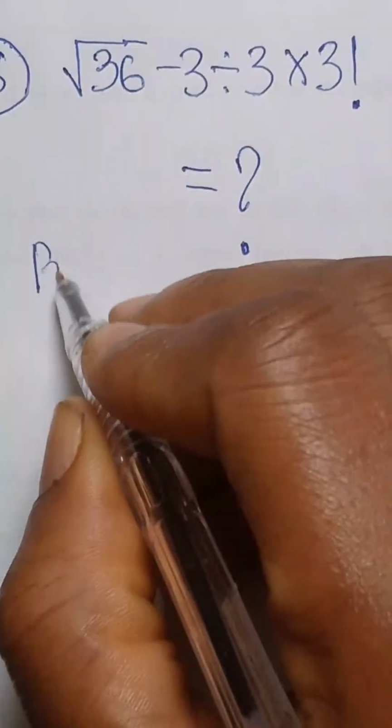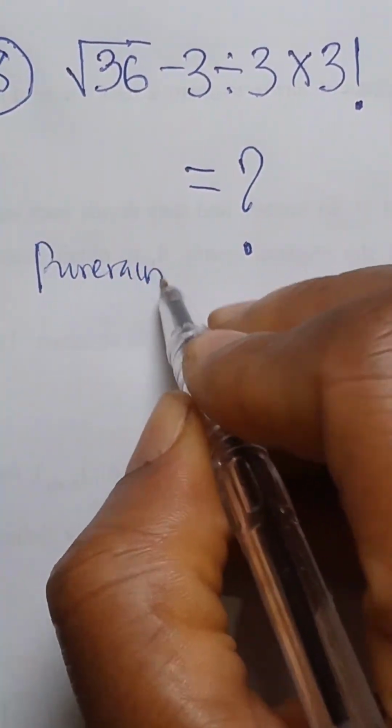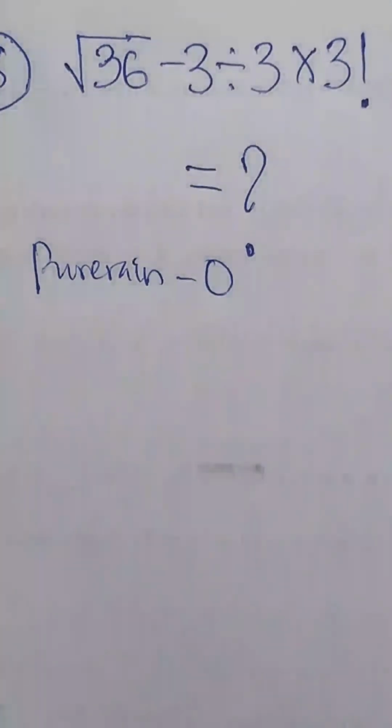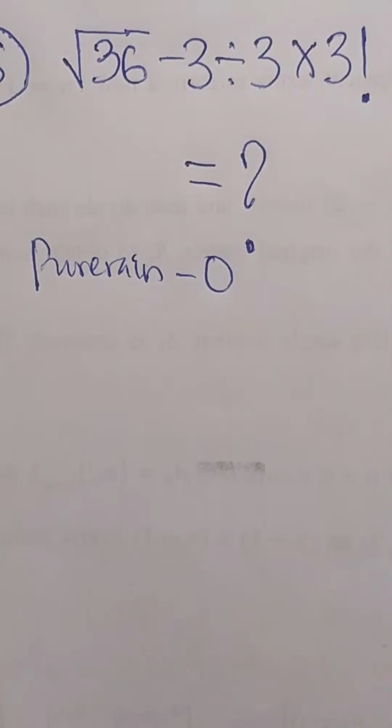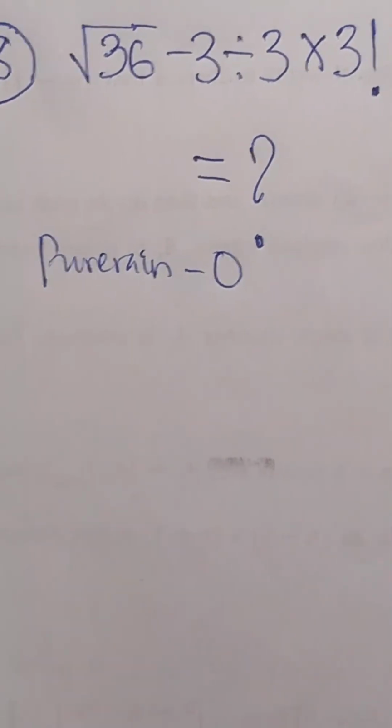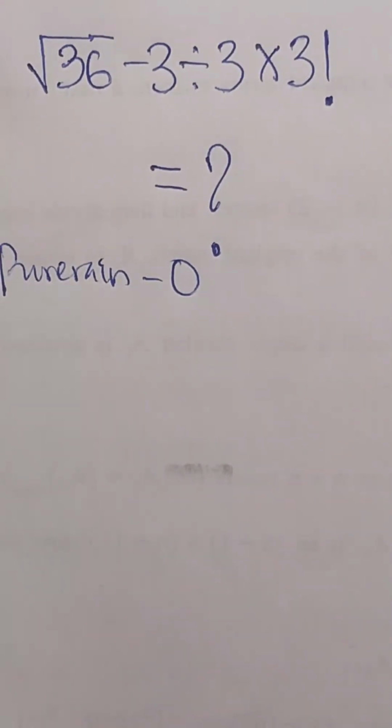Purine says 0. So more answers. If you know the answer, solve it, drop your answer. The math challenge is for everybody. Comment your answer. Let's see.